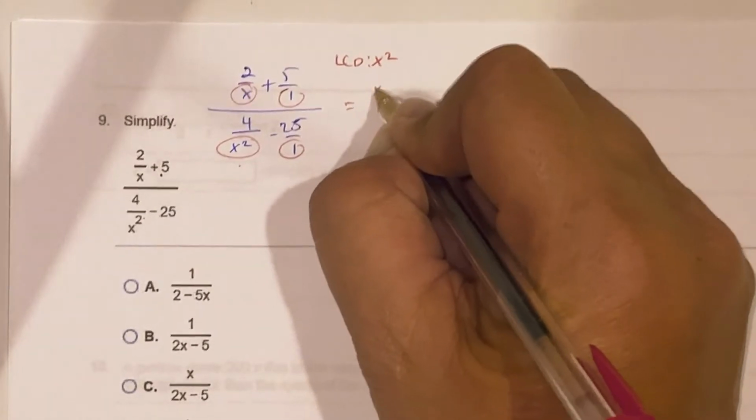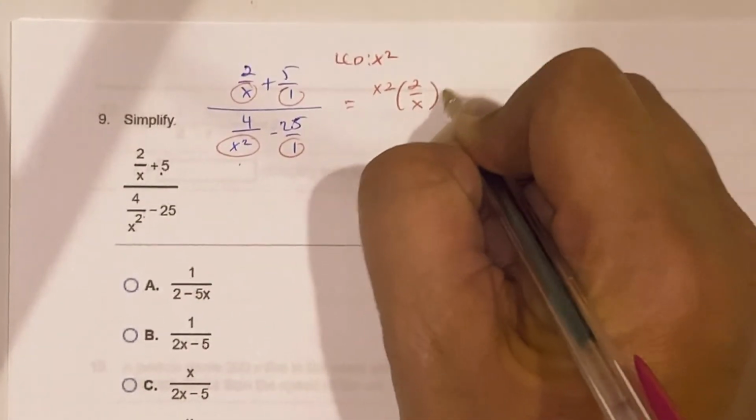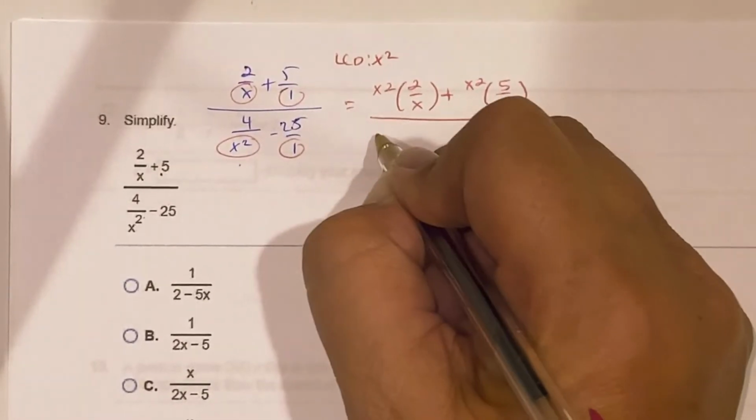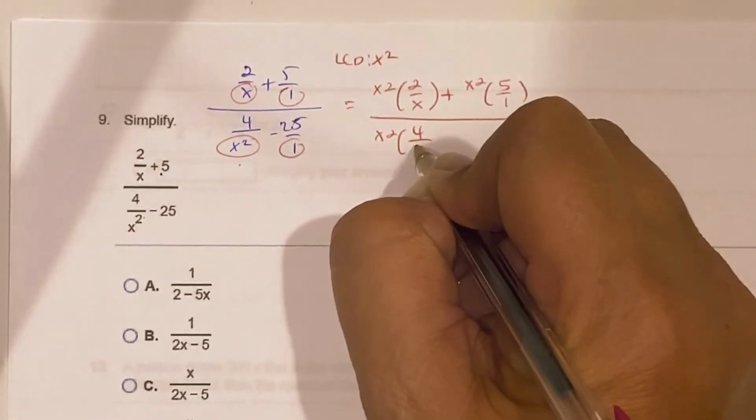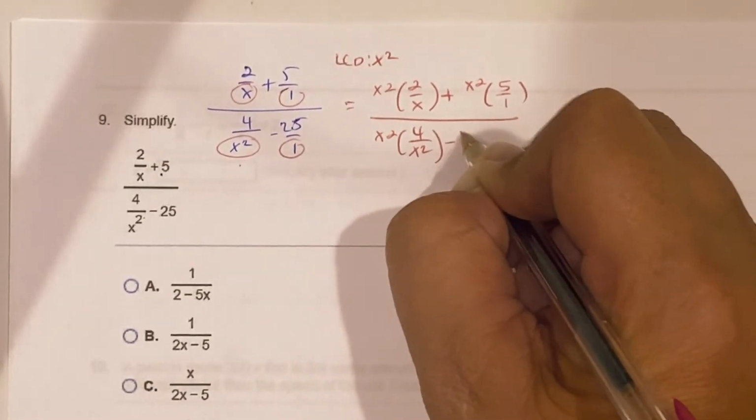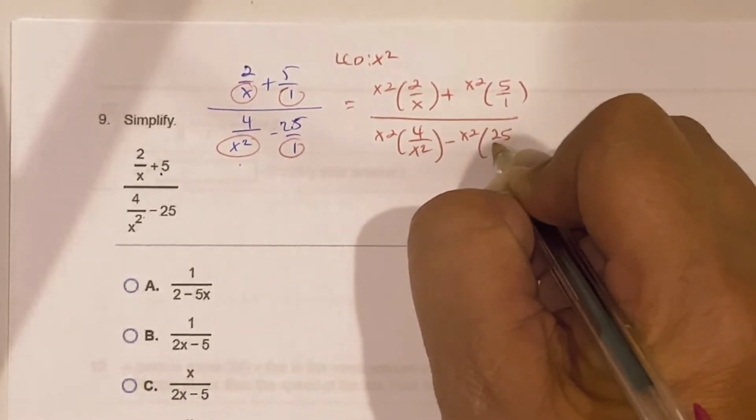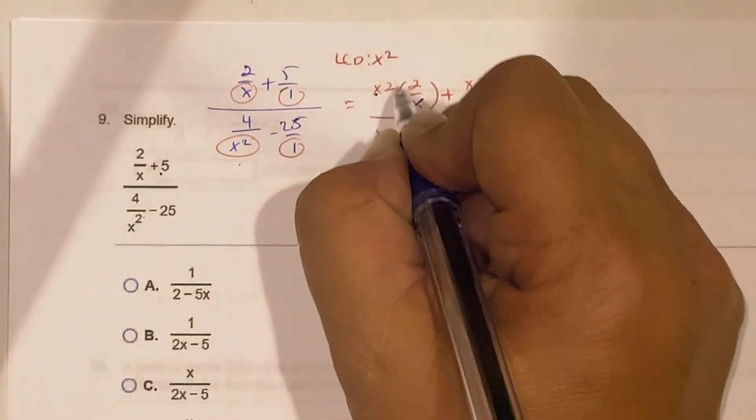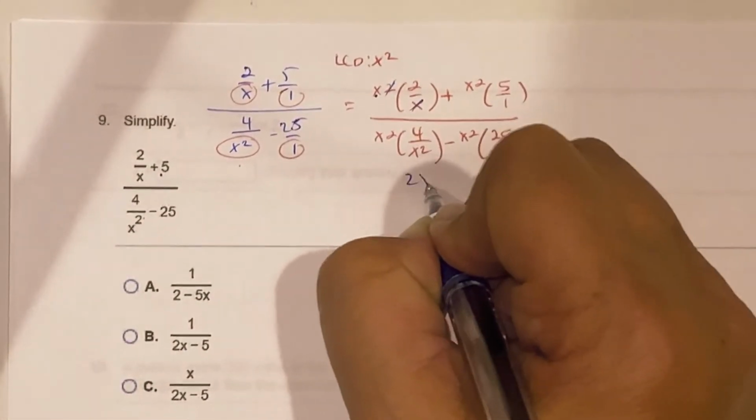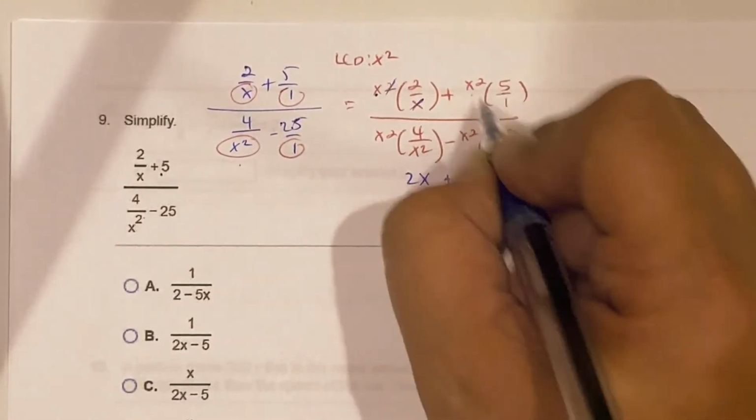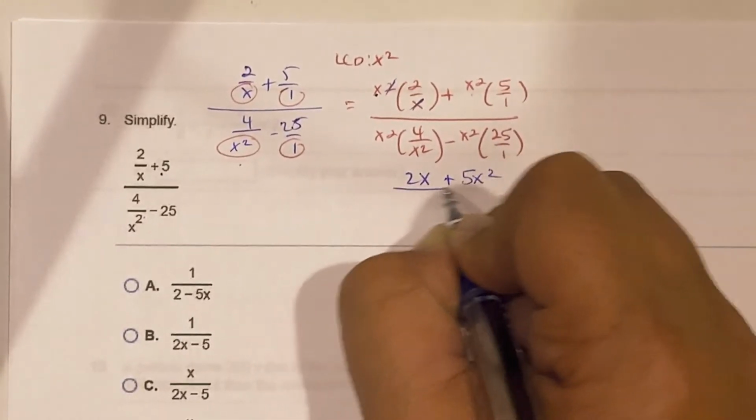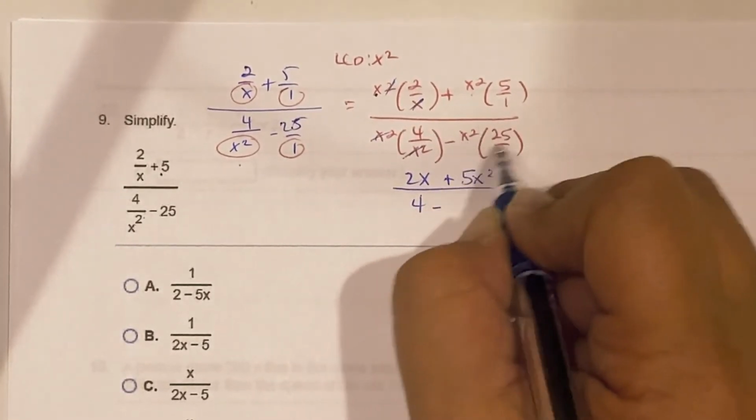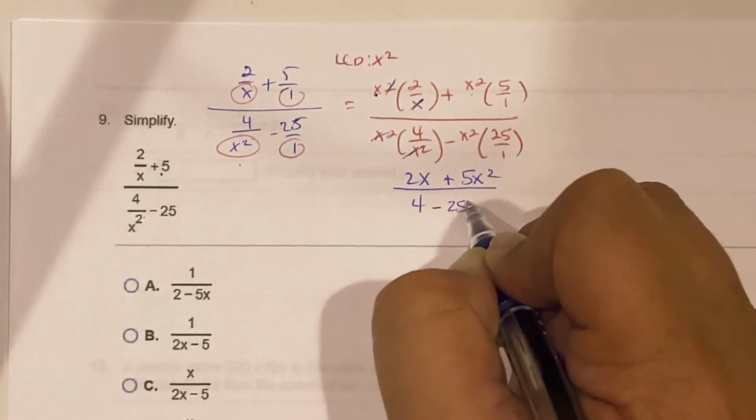So we're going to say x squared times 2 over x plus x squared times 5 over 1, x squared times 4 over x squared minus x squared times 25 over 1. Here, the x squareds are going to reduce by a power of 1, so I get 2x. The x squared does not cancel, so I get 5x squared. On the bottom, the x squareds cancel, I get 4. The x squared does not cancel, so I get 25x squared.